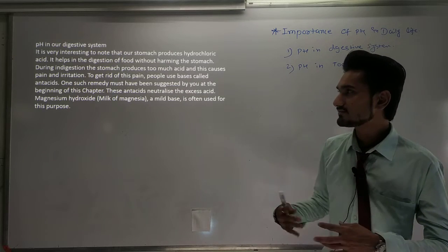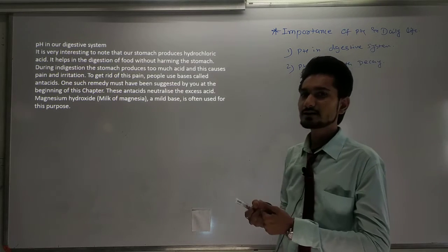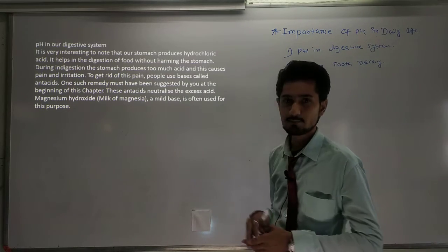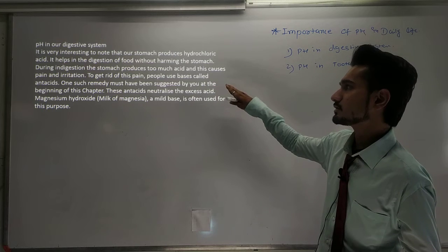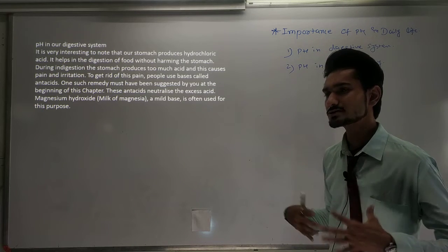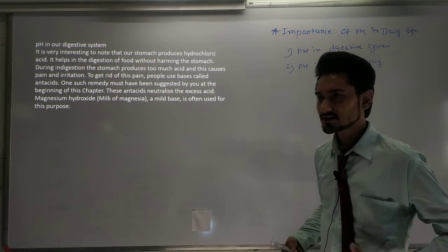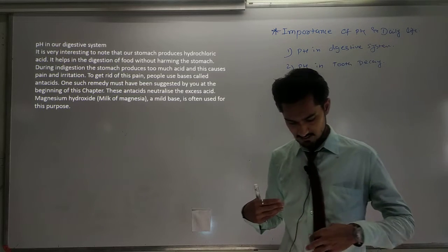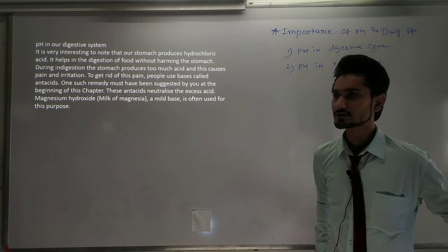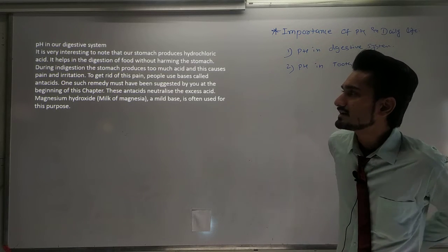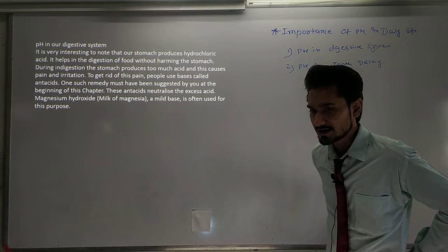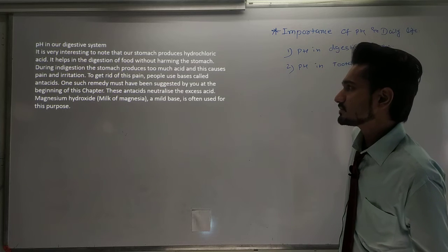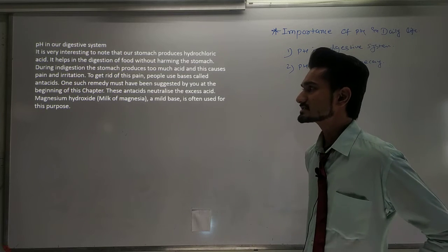The hydrochloric acid gets mixed with the food and helps in the digestion of the food without harming the stomach, because of the mucus present there. Otherwise the hydrochloric acid produced in the stomach would harm it. So we need to understand that the stomach is not harmed because of the mucus protection. During indigestion, the stomach produces too much acid, and this causes pain and irritation.